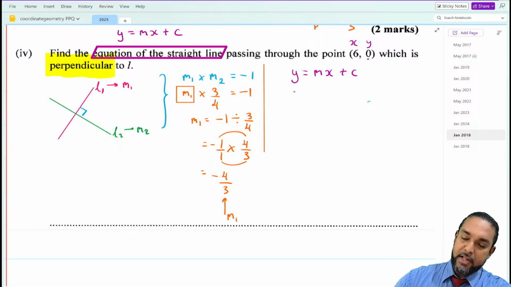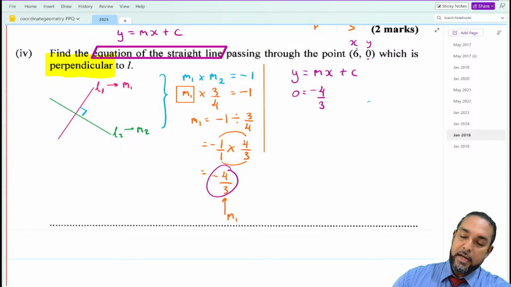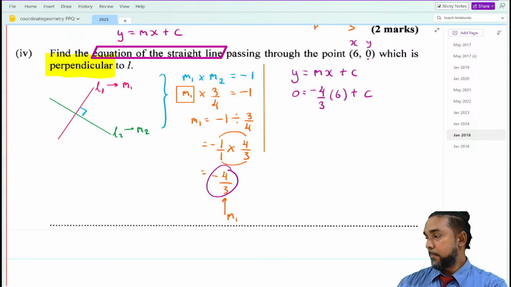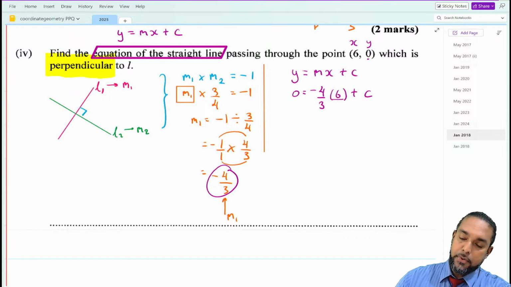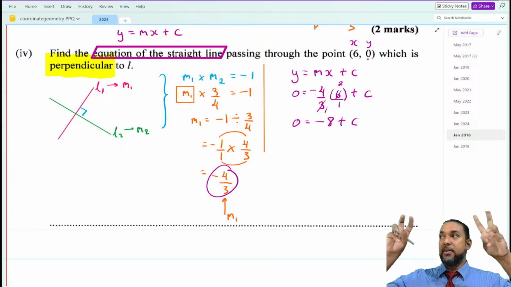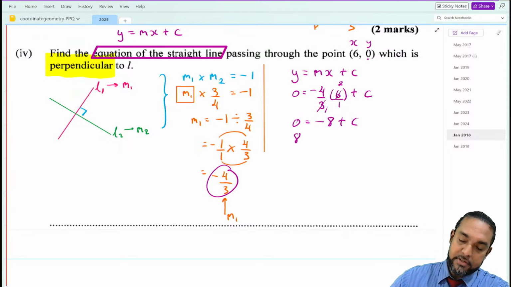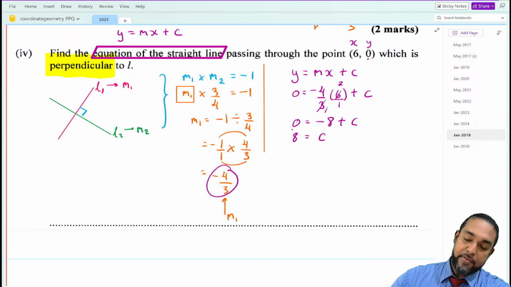Okay, so the y coordinate given to us is 0. m is the gradient, which we just found, minus 4/3. The x coordinate is 6. So 3 goes into 6 how many times? 2 times. Minus 4 by 2 will give us minus 8. And if minus 8 plus c is 0, to solve for c, we carry over the minus 8 to the other side, which makes it positive 8. For the more accurate method, you add 8 to both sides of the equation. So we have the value of c.